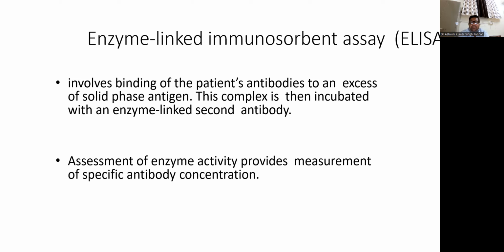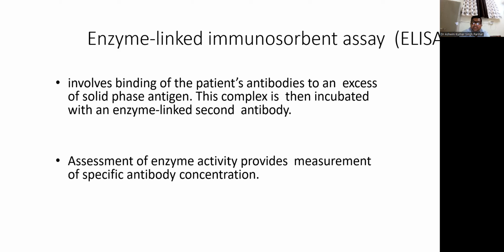The ELISA, enzyme-linked immunosorbent assay test, involves binding of the patient's antibodies to an excess of solid phase antigen. Assessment of enzyme activity provides the measurement of specific antibody concentration in the patient's sera. Once the patient's sera or antibodies are mixed with antigen, this complex then proceeds for the ELISA.